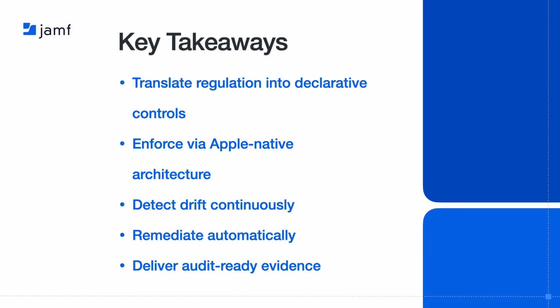Now, these are the key takeaways from today's session. The idea really taken away from here is that you need to translate regulation into technical controls. You need to be able to enforce those controls automatically. You also need to be able to detect drift continuously and then remediate quickly when that device falls out of compliance. And that's all to prove compliance with real audit ready evidence. And that's what modern Mac compliance looks like, built into the device, scaled through automation, and simplified for the workplace.